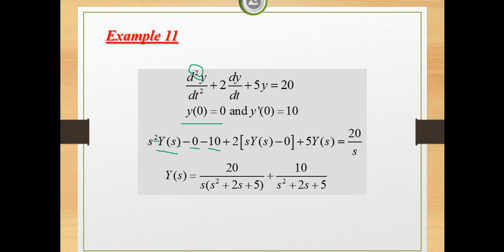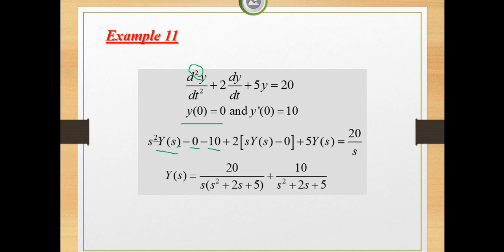As for the Laplace transform of 5y, that would be 5y of s. So just like in the first example, getting the Laplace transform of y yields a y of s. If it's an x, that would yield an x of s. Any letter for that matter, as long as it's in terms of s when you perform its Laplace transform. The 20, when transformed, will be 20 over s.